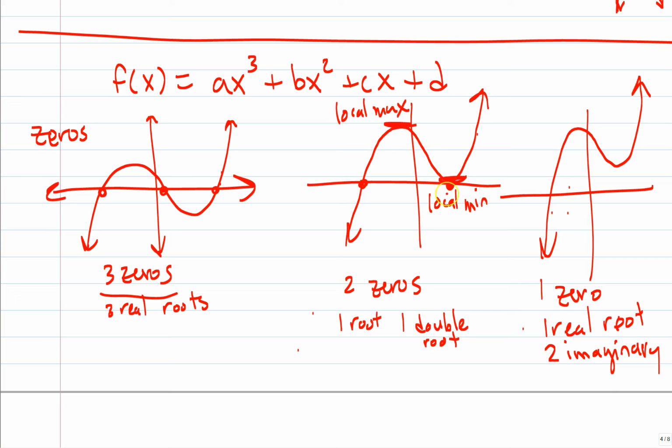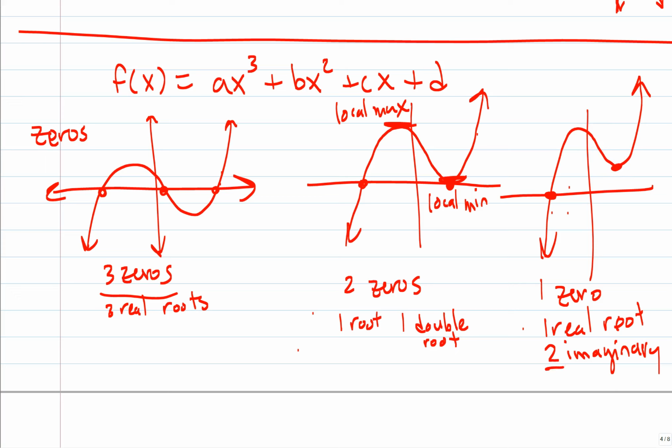That's basically all this does. It just barely taps it right there and then it runs away. It creates a double root. You could also have one real root right here. And then you could have this too, where it comes down but never actually touches. That creates two imaginary roots.